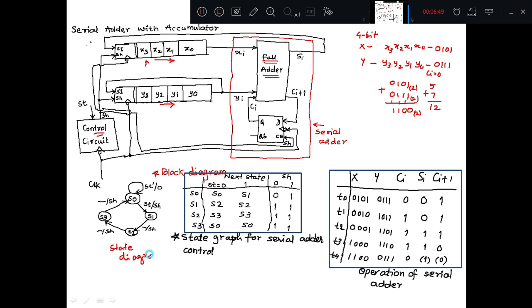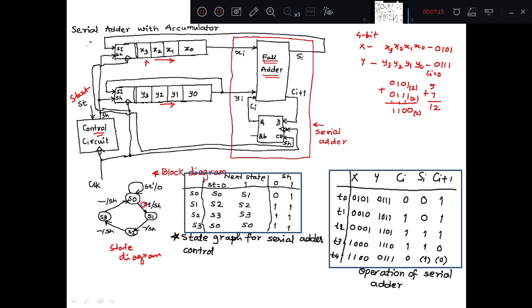So you can observe a state diagram here. There are various states we are representing: S0, S1, S2 and S3. S0 is the initial state, the starting state, where ST' indicates the ST signal, the start signal, is 0. So when the start signal is 0, remain in that state only.